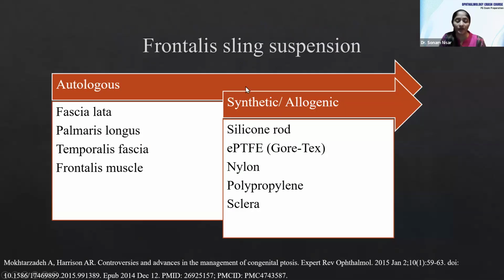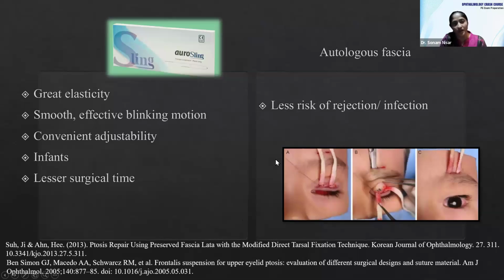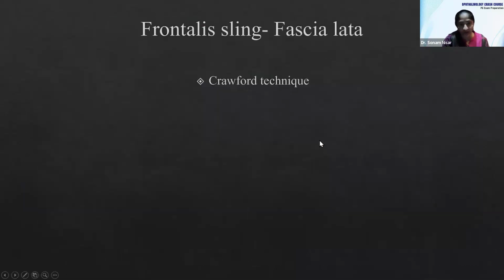What are the materials for frontalis sling suspension? It's one of the most common questions. You have autologous and synthetic or allogenic. In autologous, you have fascia lata, which is the most favorite. Then you have palmaris longus tendon, temporalis fascia, or frontalis muscle. In synthetic, you most commonly use the silicone rod. You can use a Gore-Tex suture, nylon, polypropylene, or you can even use bovine sclera or bovine tissues, which are available. The advantage of a sling is that it is elastic, easily available, and you do not have to take another incision at another donor site. The advantage of an autologous fascia is that there's less risk of infection or rejection. Overall, it is the surgeon's choice.